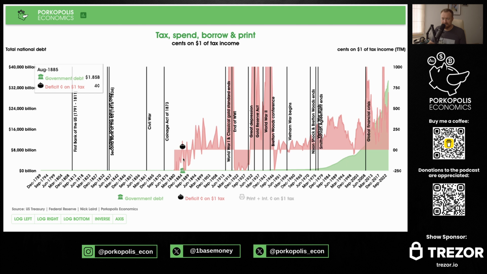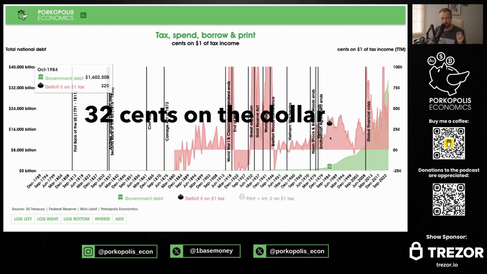We're starting here in the late 1800s, during the classical gold standard, through World War I, through the Bretton Woods system. Now, generally speaking, if you just want to look at this, if it's negative, it's good for the national debt. If it's positive, it's bad. Okay? And what is it saying? Well, let's just find a period here. Let's look at October 1984. The national debt was $1.6 trillion, and the deficit was 32 cents on $1 of tax.